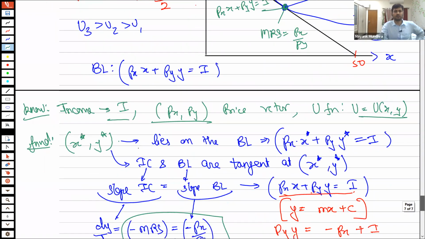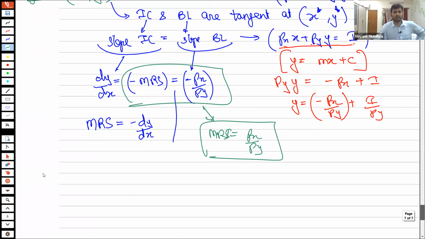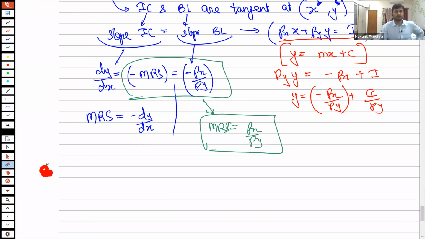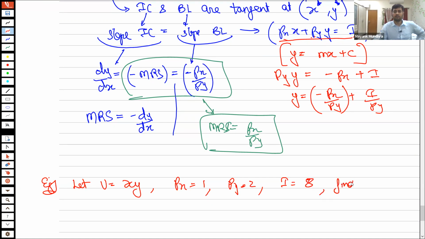So let us do a quick example and then we can call it a day. Let utility equal xy, Px equals 1, Py equals 2, income equals 8. Find the optimum bundle x star y star.